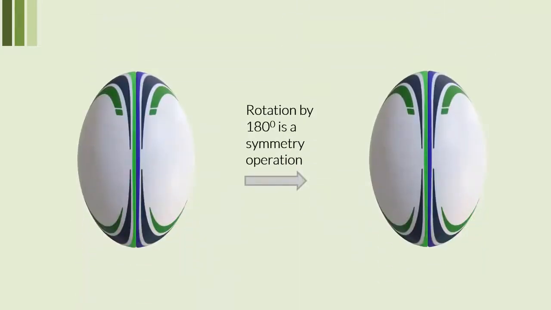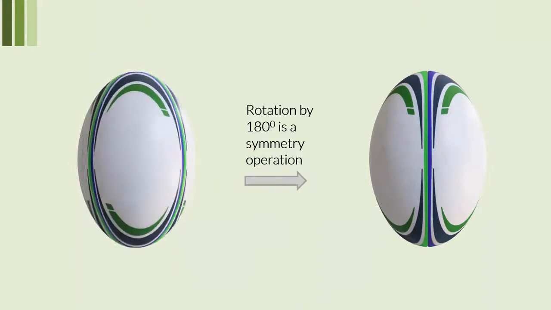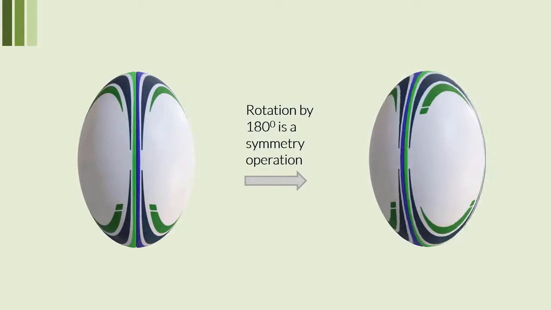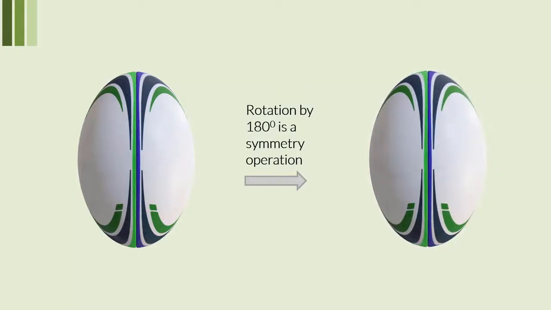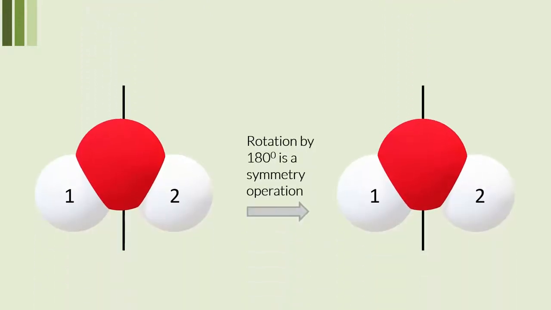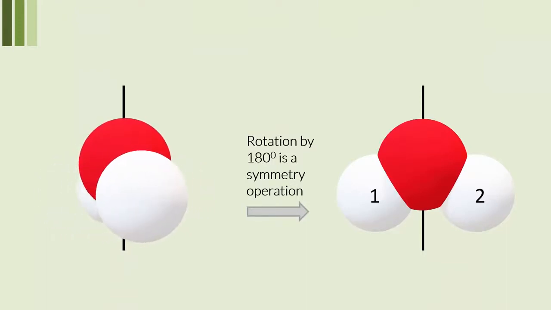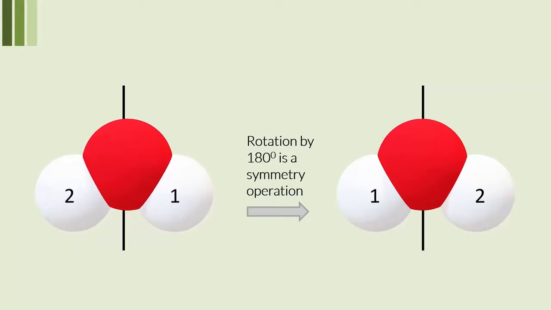If you look at this ball and rotate it by 180 degrees along the axis not shown, the two objects are superimposable, and therefore I would say this kind of rotation is a symmetry operation. The same is the case with a water molecule. If I insert an axis as shown here and rotate by 180 degrees, I get another configuration. This configuration is superimposable to the first, as the two hydrogens are indistinguishable. So the rotation by 180 degrees of this molecule is a symmetry operation, but rotation by 90 degrees or some other smaller angles are not in fact symmetry operations.